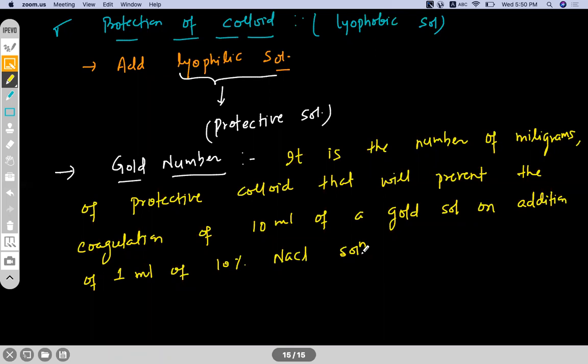So if you have 10 ml of a gold sol, and you are adding 1 ml of 10% NaCl solution, is the gold sol positive or negative? Negative, right? You are adding NaCl, so Na plus will try to flocculate the sol. 10% NaCl you are adding, 10 ml of gold sol we have. Then the amount of protective colloid required to prevent the coagulation of this, that we call the gold number for that particular sol. Right? Done?